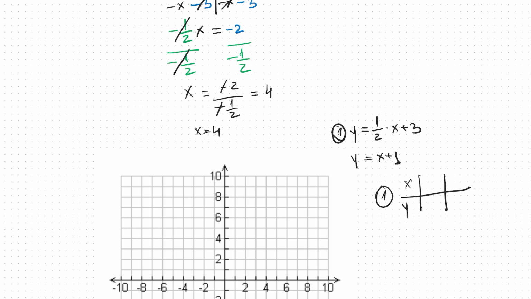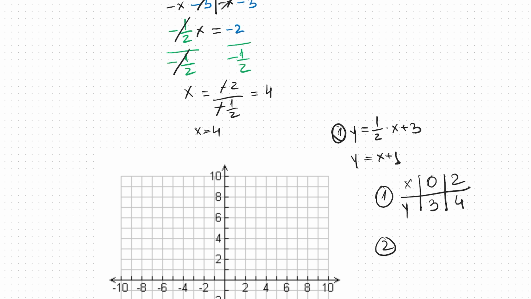However, I see that x is divided by 2, and so we're going to need an even x to make our values a little easier to draw. So I'm going to choose 0 and 2 for x. For x is 0, y is going to be 1 over 2 times 0 plus 3, so that will be 0 plus 3, which is 3. For x equals 2, y is going to be 1 over 2 times 2 plus 3, so 1 over 2 times 2 is 1, so that'll be 1 plus 3, which is going to be 4.